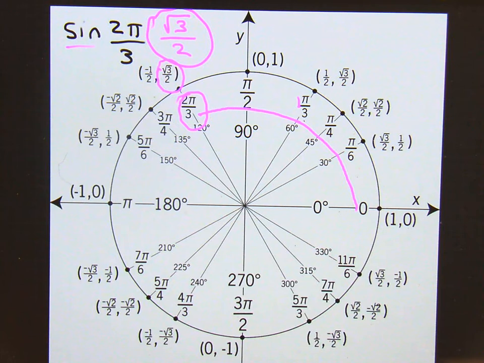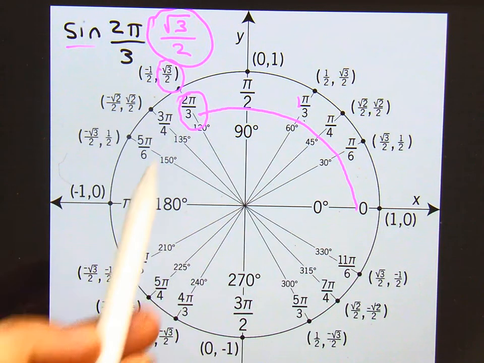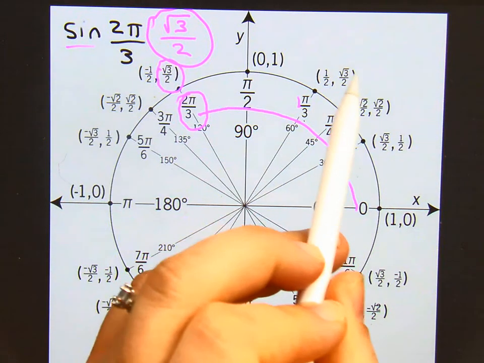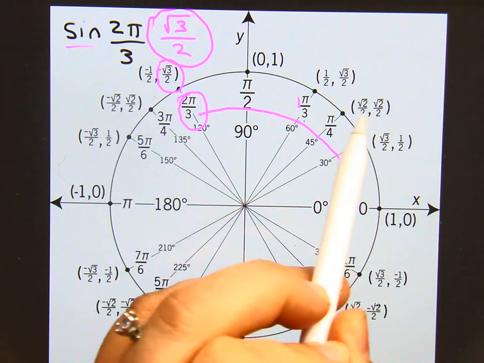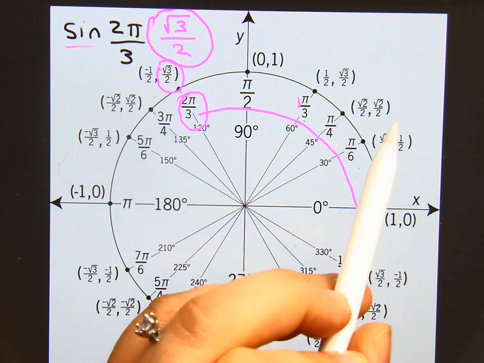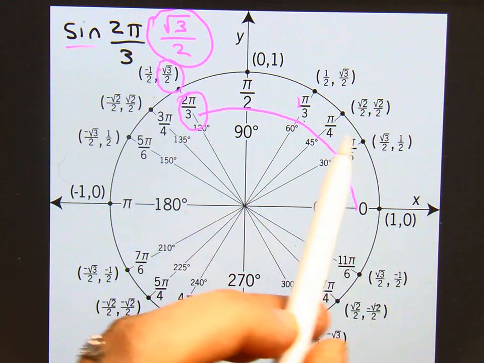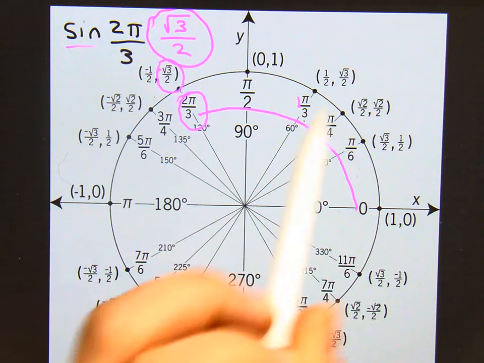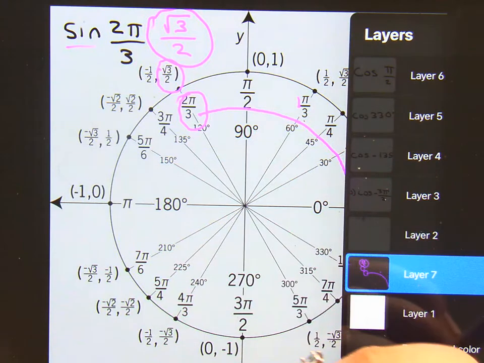Okay. So once you find where it lands, then you go over here and ask, does it want sine or cosine, x or y? And that's going to be your answer. What is the sine or the cosine at that radian or at that degree? All right, so let's try another one.